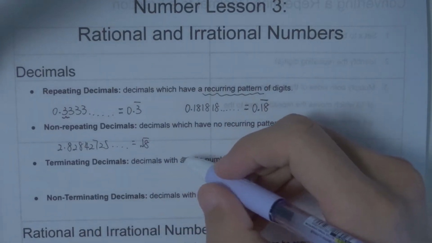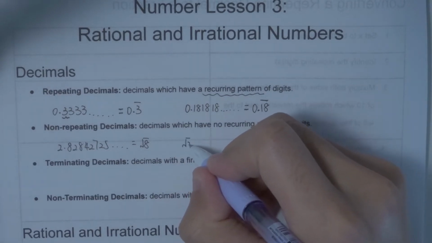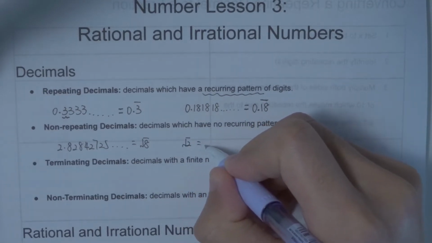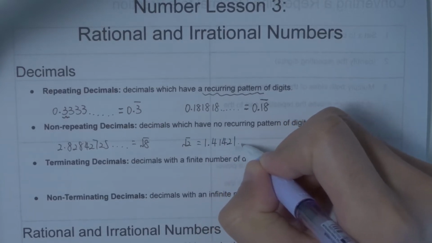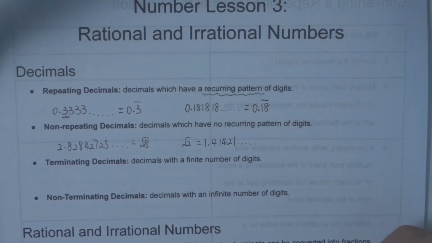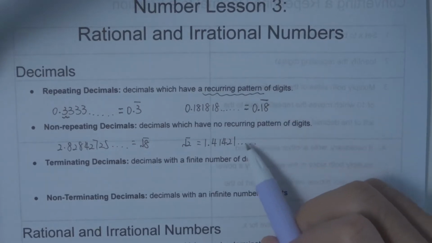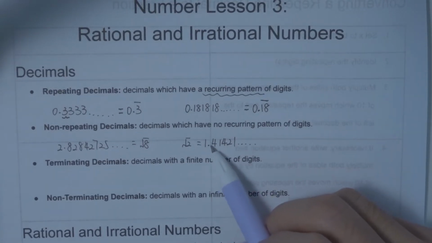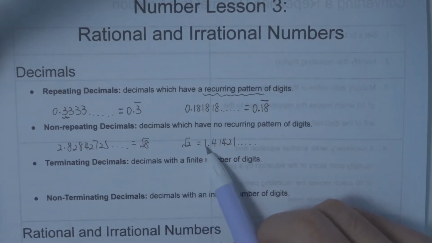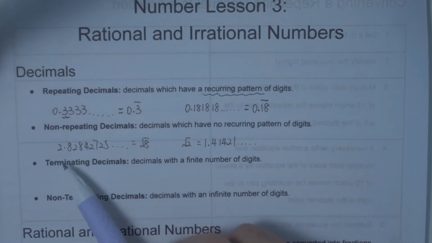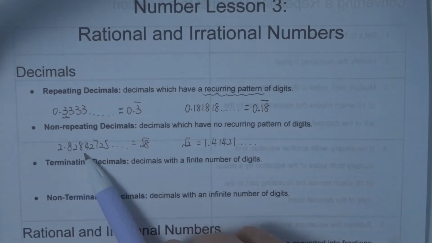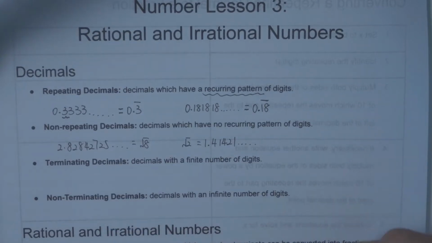The other one is, for example, the square root of 2, which equals 1.41421. So this is non-repeating, because there's no recurring pattern. Maybe you see 1414 repeating, but then it changes to 21, and even for 2828, it then changes to 42725. So there is no recurring pattern.